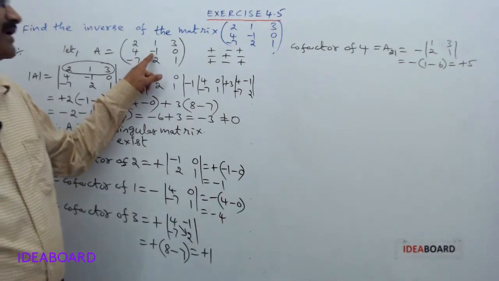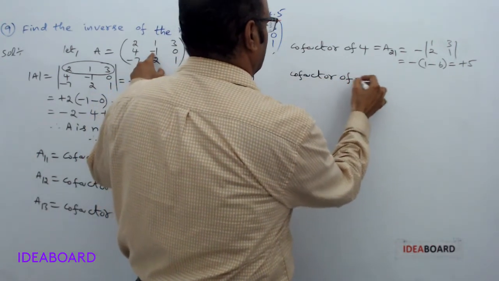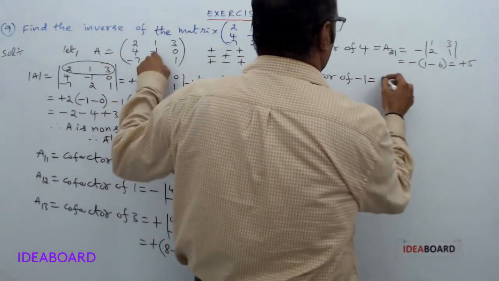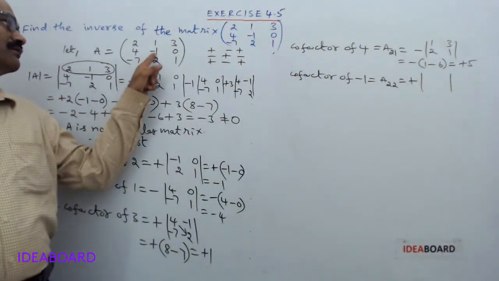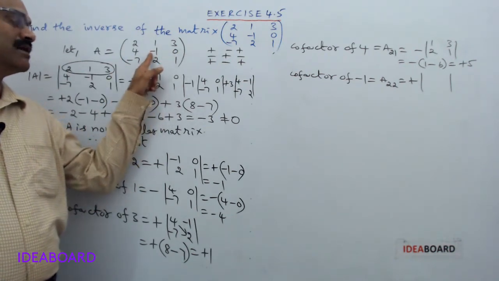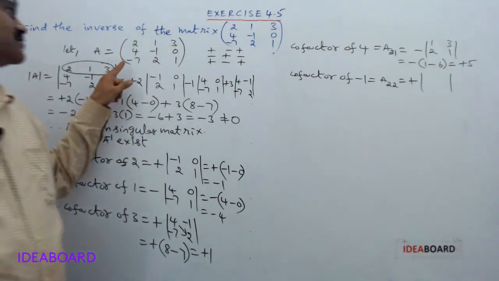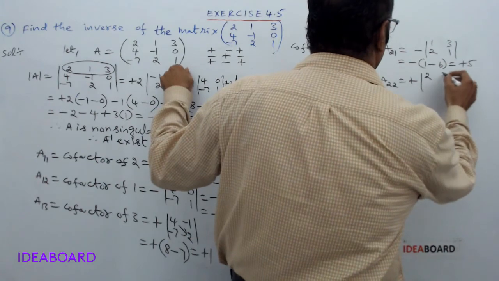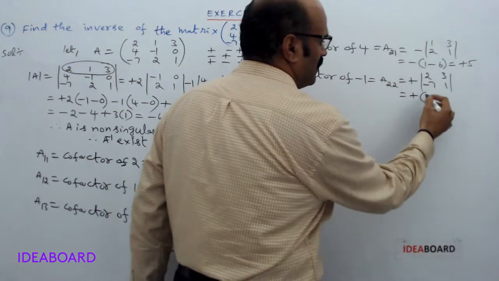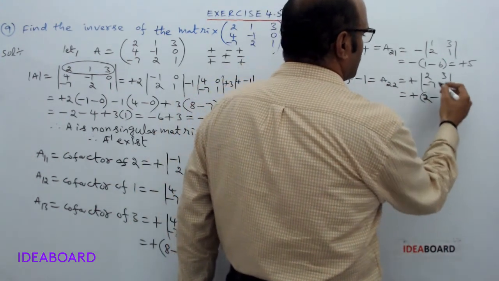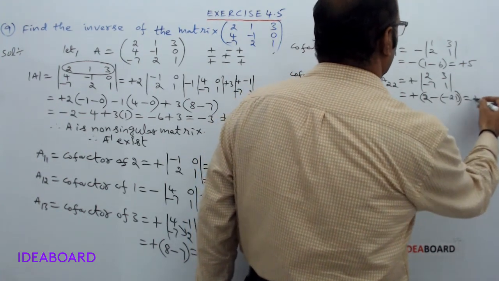Next, the cofactor of minus 1, A22, equals plus of the determinant of the remaining elements, since minus 1 lies in the second row and second column. Then the remaining elements 2 3 minus 7 1 equal plus of 2 into 1 is 2, minus 7 into 3, so minus 21, so plus 23.